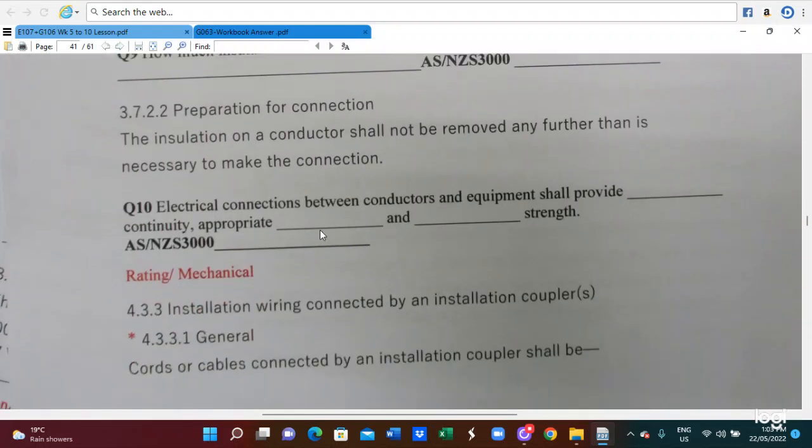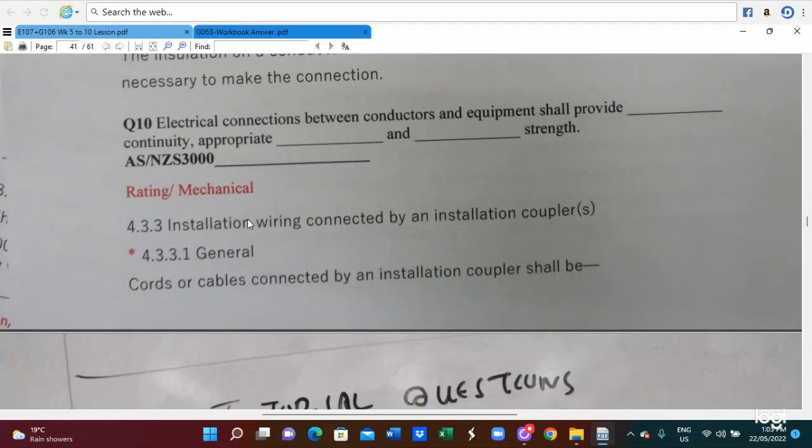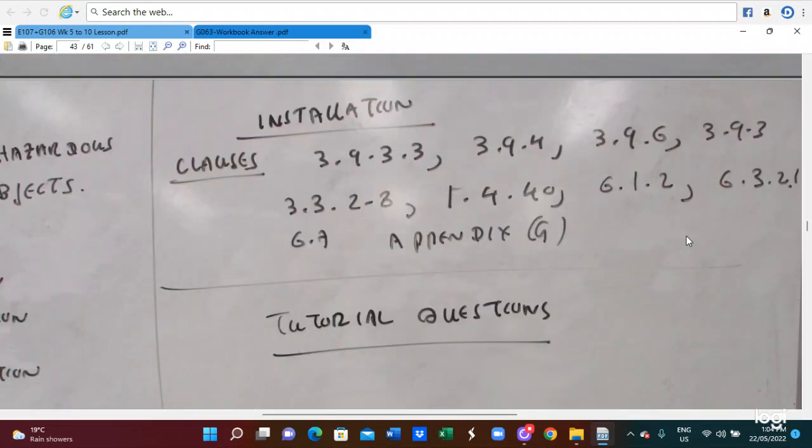Question 10 is electrical connection between the conductor and the equipment shall be provided with continuity. So for that we have to use the appropriate rating, mechanical. Clauses 4.3.3 and 4.3.3.1 need to be followed. So this is the connection of the two lights controlling. And also for the installation, we have to follow the standard.